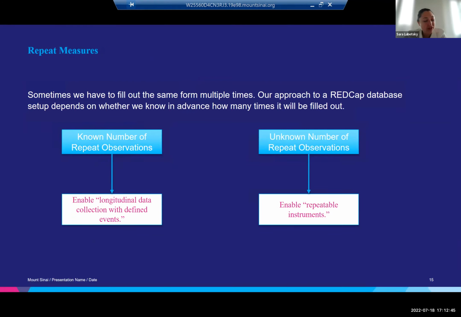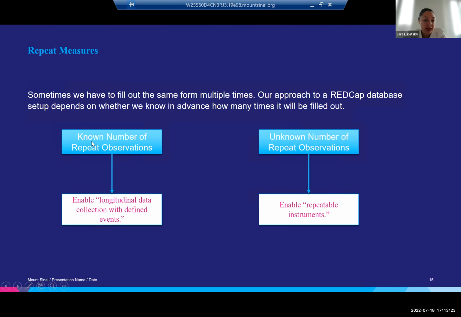So I also want to talk about what we call longitudinal data. So data where we have multiple observations per patient, potentially multiple rows per patient participating in the study. And the way we would set this up in REDCap really depends on whether we know in advance how many observations or rows there will be for that person of that particular variable or of that particular form.